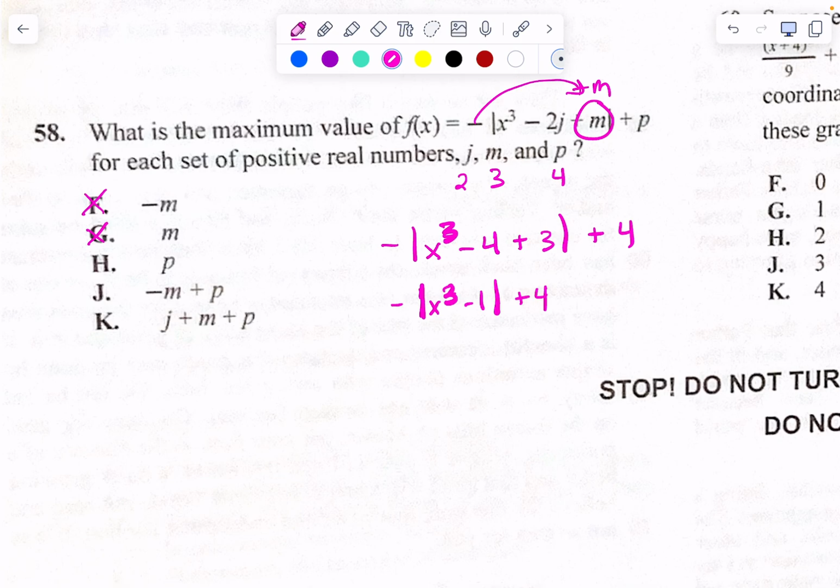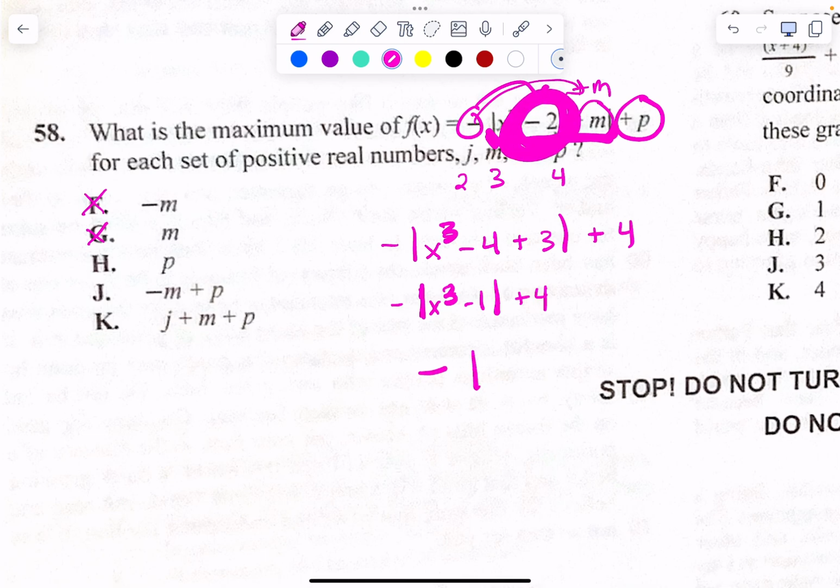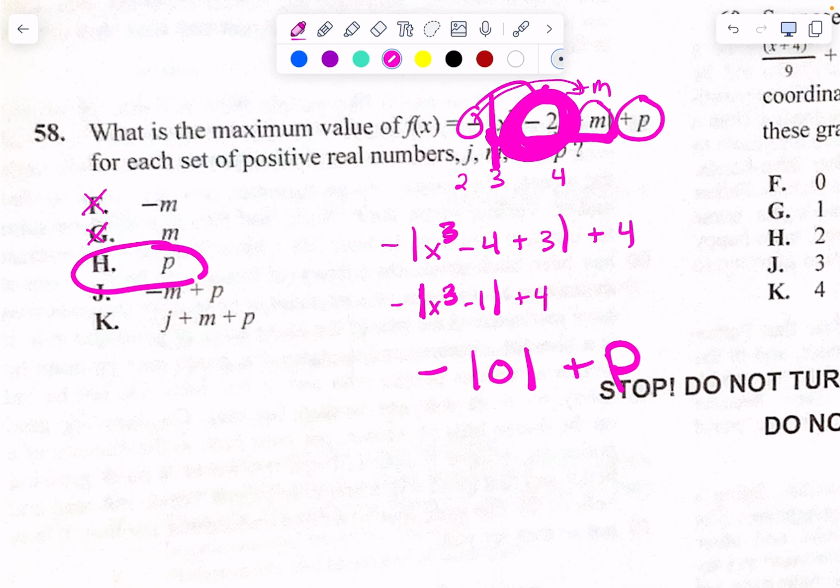What you just said: you want this absolute value to be as low as possible so that when you're subtracting that value from P, it's as low as possible. But what's the lowest you can get and still have an absolute value? 0, right? So if this comes out to be 0, you have negative absolute value of 0 plus P. So the maximum value you would get is going to be P. Okay, so that makes sense now. We had to think about it for a minute.